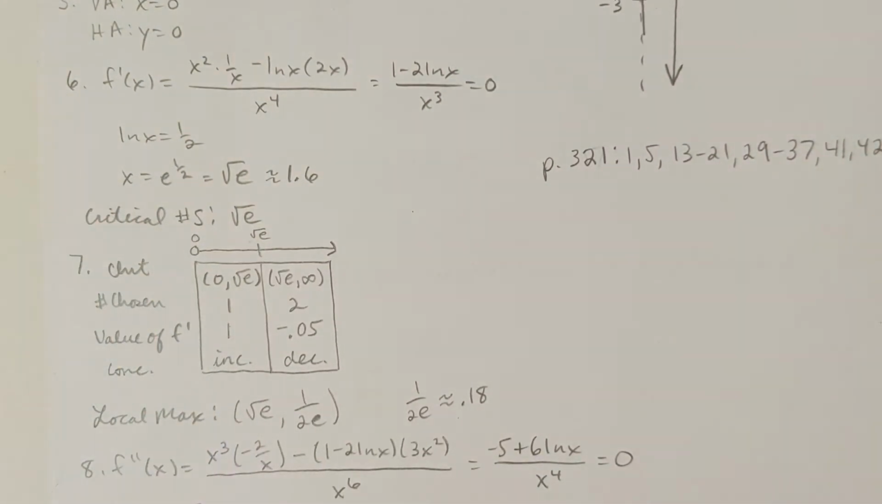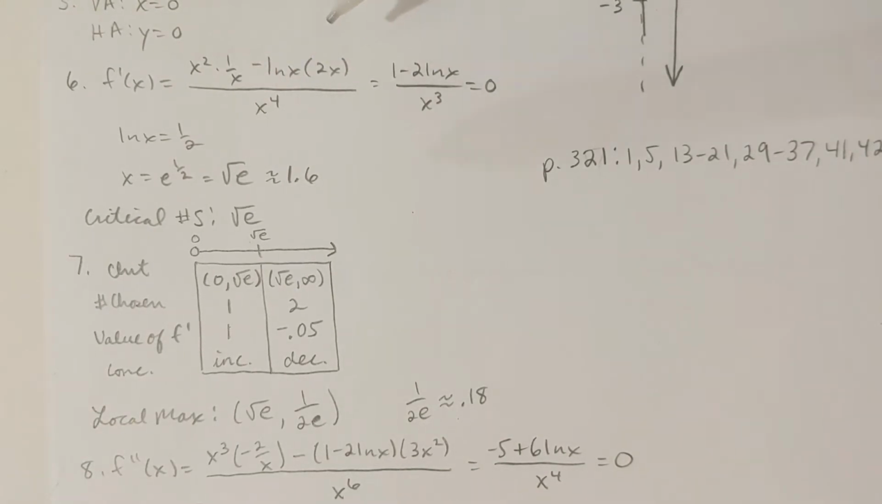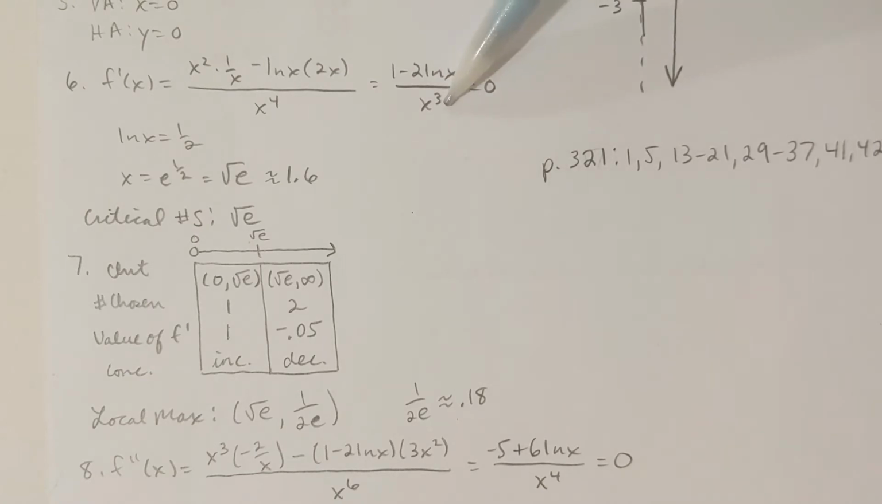Okay, and now you can simplify that. x squared over x is x. Now I've got an x in common to these two groups, so let's go ahead and factor out x, and we can cancel it with one of the 4 x's in the denominator. That will leave me with an x cubed in the denominator. 1 minus 2 ln of x would be left in the numerator then.